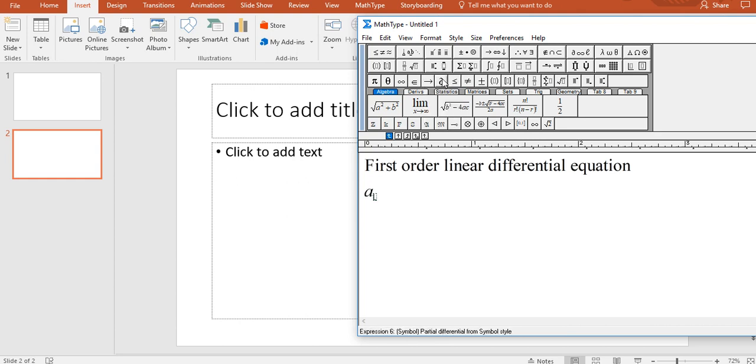It's gonna have some a1, and this can be a function of x, times dy dx. So the first order, so it's only gonna have one derivative, right? And it's going to be linear in the dependent variable. Okay, so then I'll have a naught of x, or a0, however you want to say it, times y equals, and then we're going to equal it to g of x.